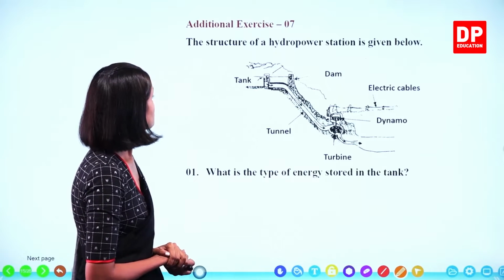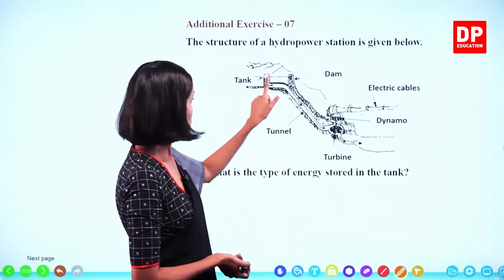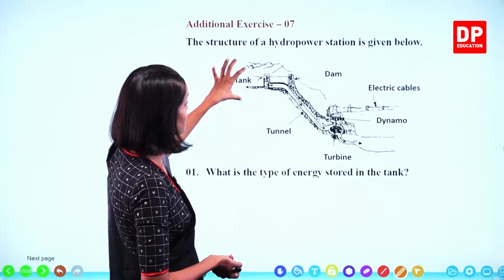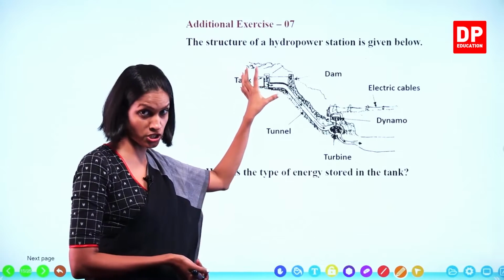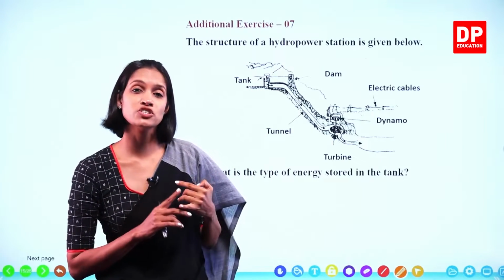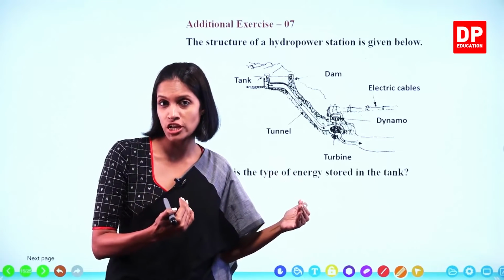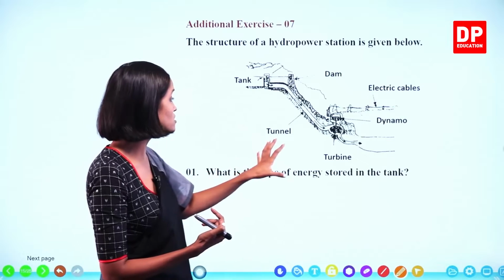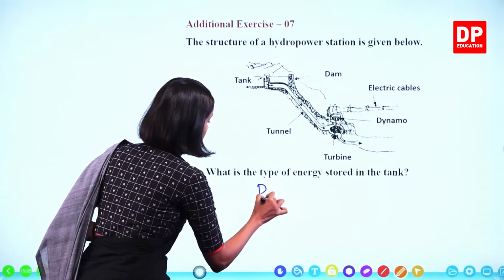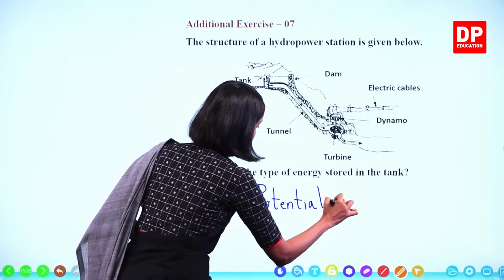And from the dynamo, you all can see the electrical supply wires also. Right? So what is the type of energy stored in the tank? The tank contains water. You all can see the tank is at a higher elevation or upper position. So you all know based on the position and based on the shape, certain objects store a type of energy called potential energy. So what is the type of energy stored in the tank? Potential energy, right?